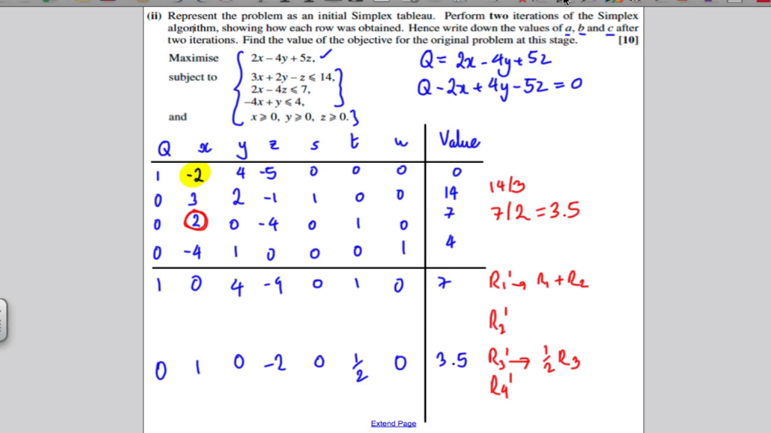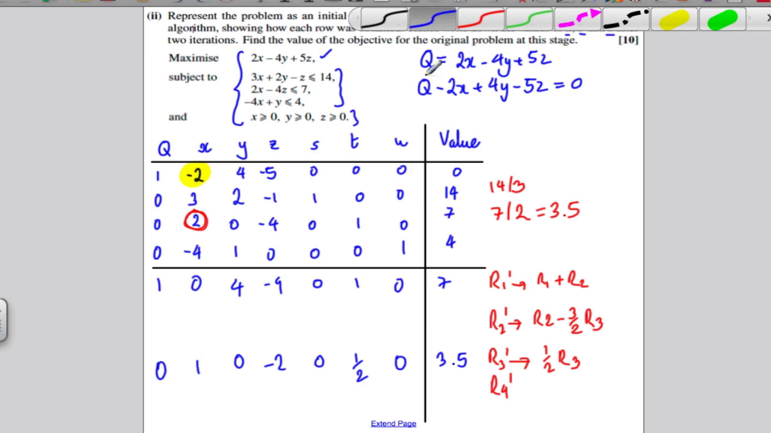Okay, how am I going to get this to be a 0? Well, I'm going to take my old row 2 here, well that's a 3, and I'm going to have to subtract 3 over 2 lots of my row 3. If I subtract 3 over 2 lots of 2, I'm going to make that a 0, and I'll do that with everything.